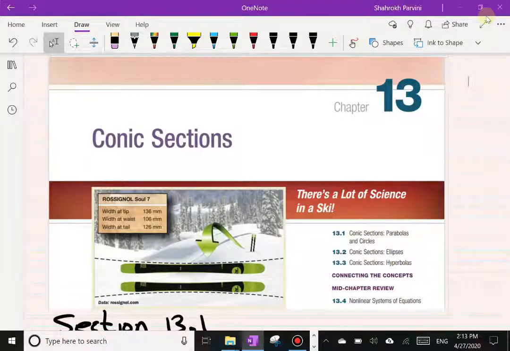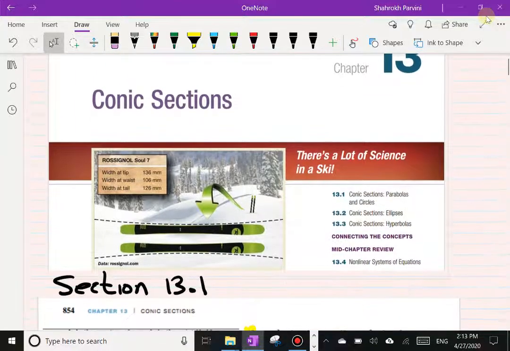We're beginning chapter 13. Chapter 13 deals with conic sections, and in this chapter we have 4 sections. We will be covering all 4 sections of chapter 13. Of course, in this video we are only concerned with section 13.1, that is conic sections, parabolas, and circles. Those are the 2 conic sections we are interested in.